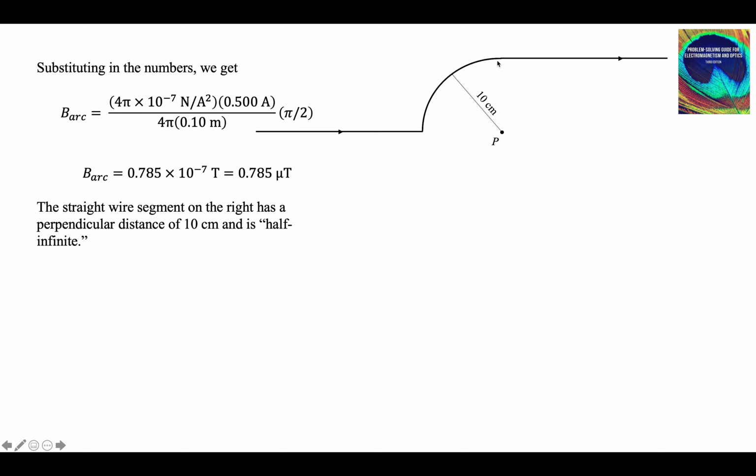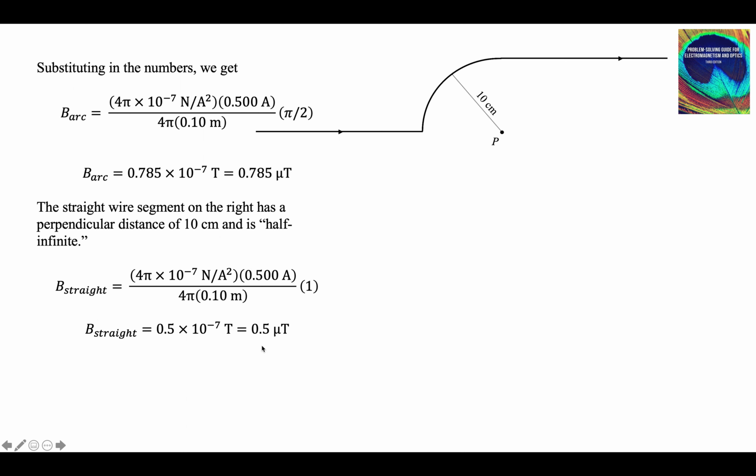Now we've got to consider this wire up here. This is half infinite, it doesn't go to the left, it just goes to the right. This angle, if I draw that line straight up, is 90 degrees. So one of the angles is 90, and one of them is 180. Cosine of 90 is 0, so I get a 1 here, half infinite. And all those prefactors are the same. That's half a microtesla, and it's in the same direction.